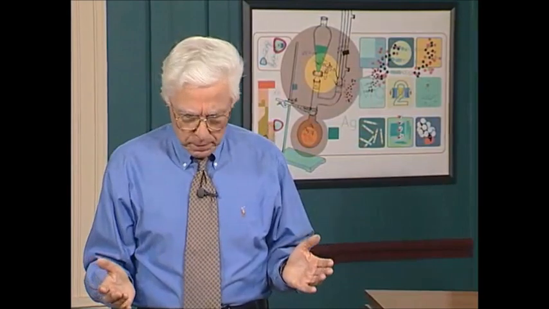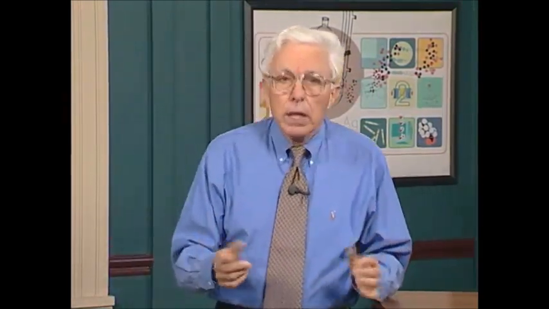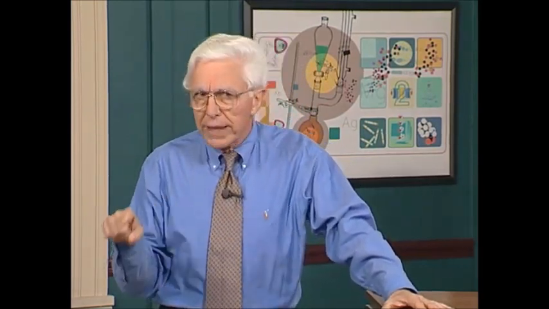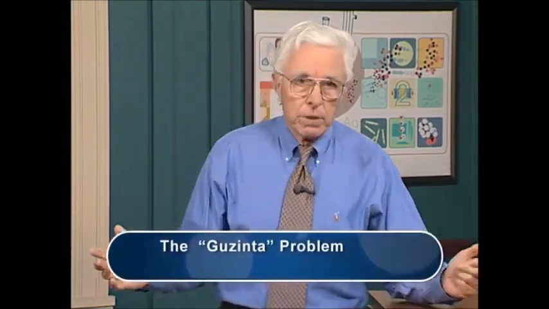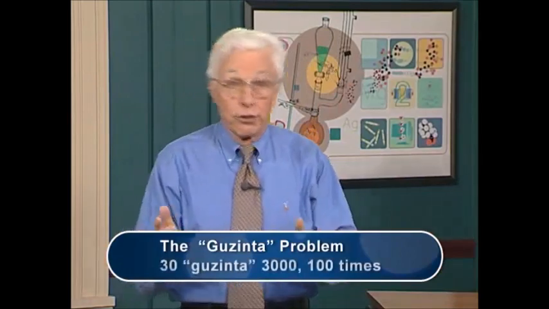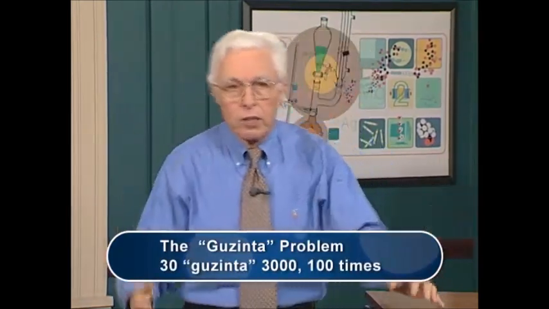Now, why is that? One reason, I think, is that few students have ever taken the time to analyze what they're really doing when they perform a quantitative operation like this. This is what I like to call a Gazinta problem. I mean, it's an old joke, but 30 Gazinta 3,000 100 times. But what's going on conceptually when you do this type of division?